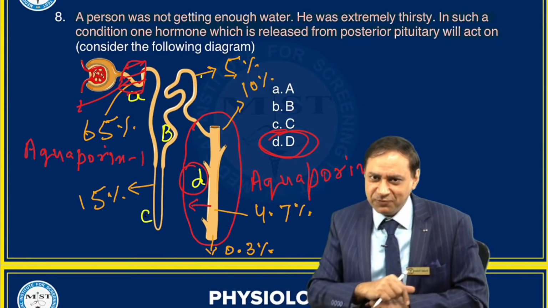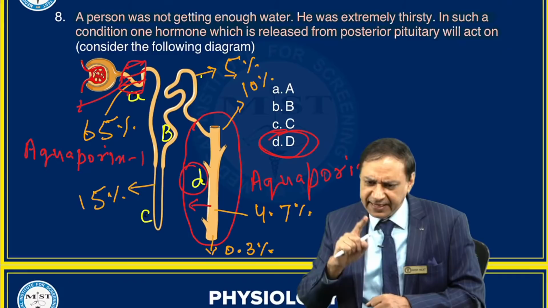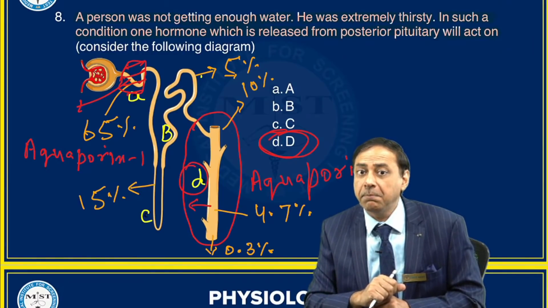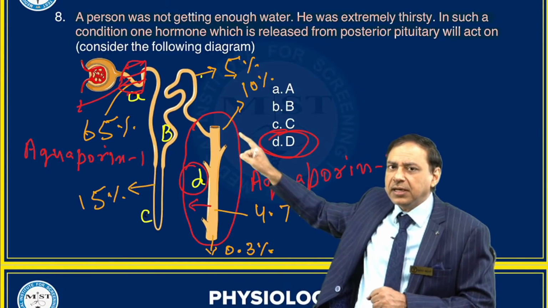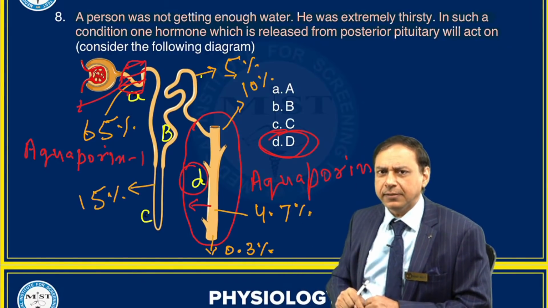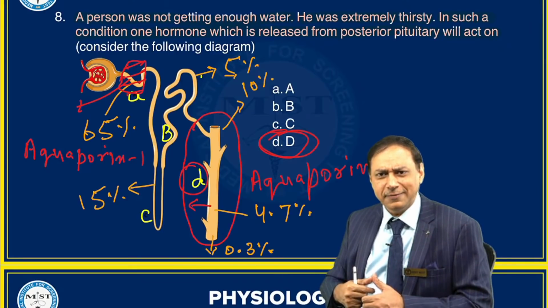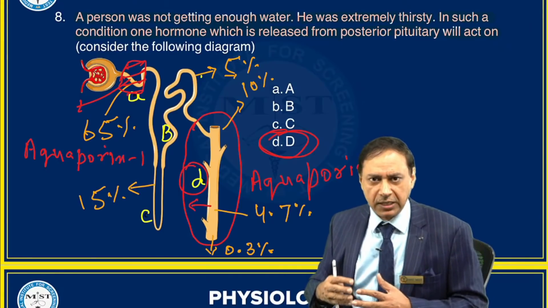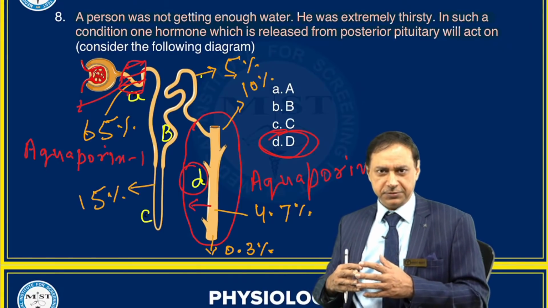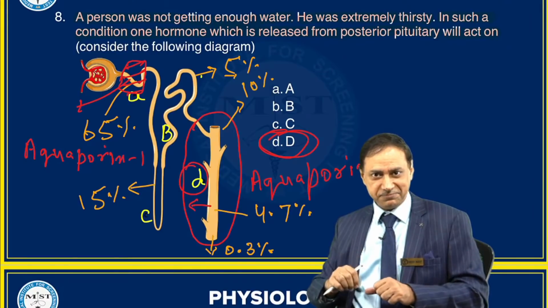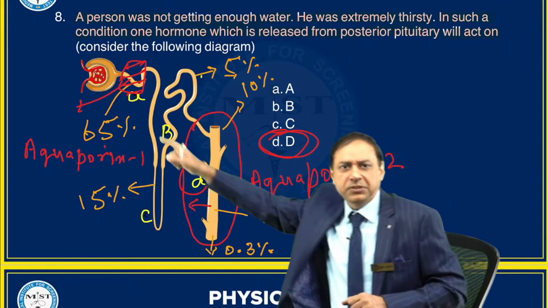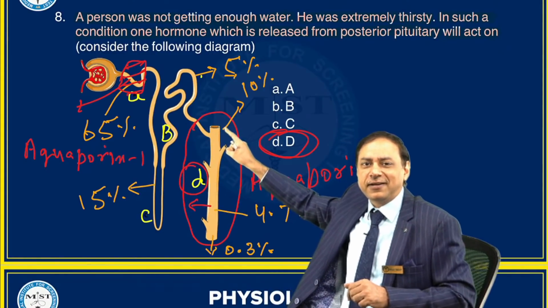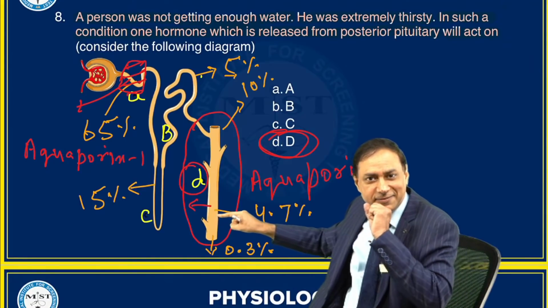Okay, I can ask you one more question. ADH will do maximum reabsorption from cortical collecting duct or medullary collecting duct? This question I can also ask. ADH will do maximum water reabsorption from, I can give you 4 choices: PCT, loop of Henle, cortical collecting duct, medullary collecting duct. Then what will be the answer?